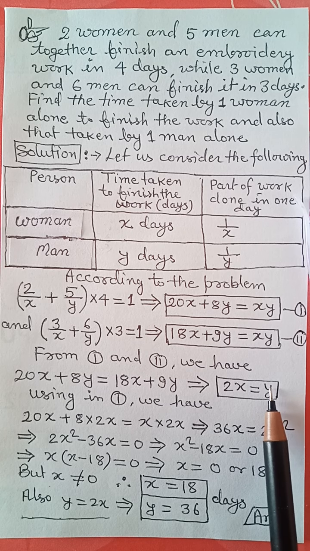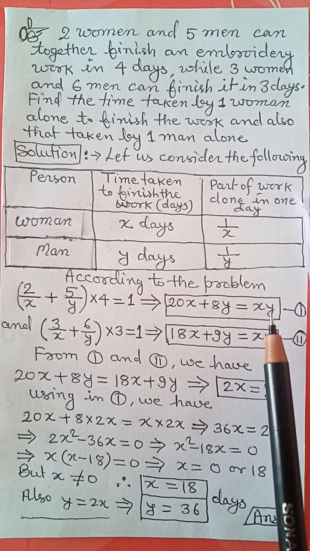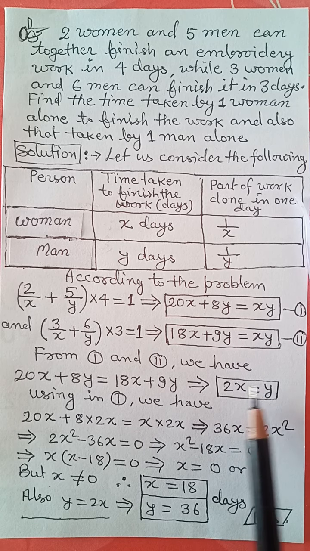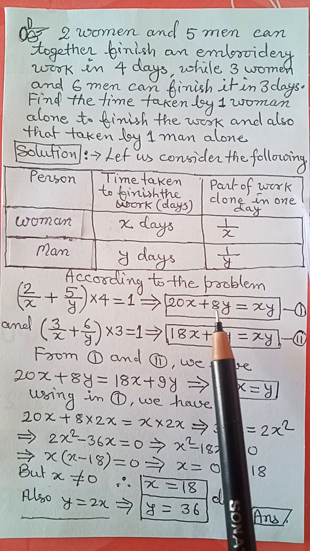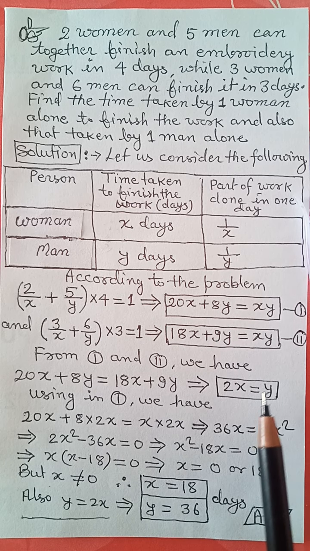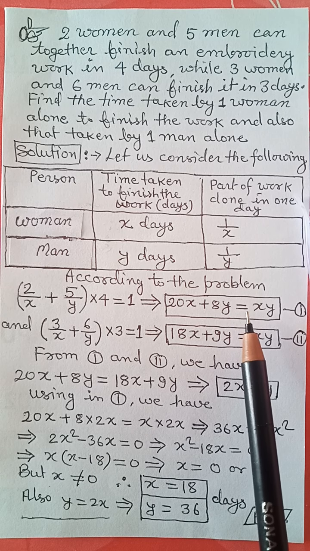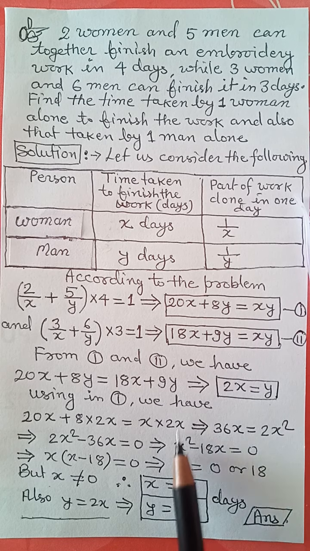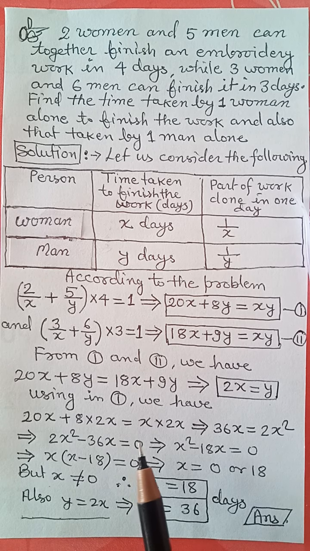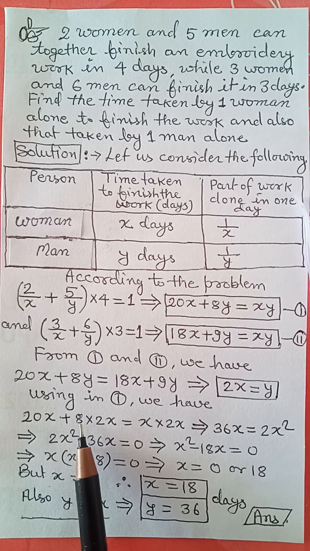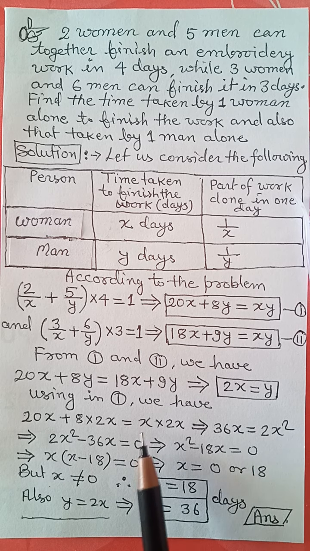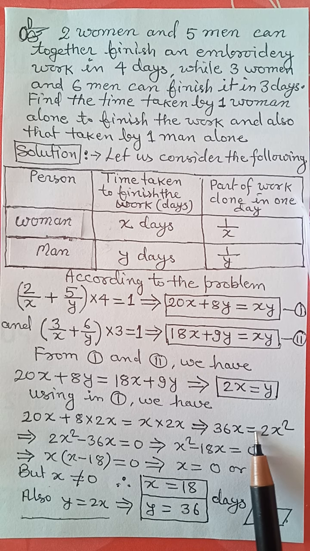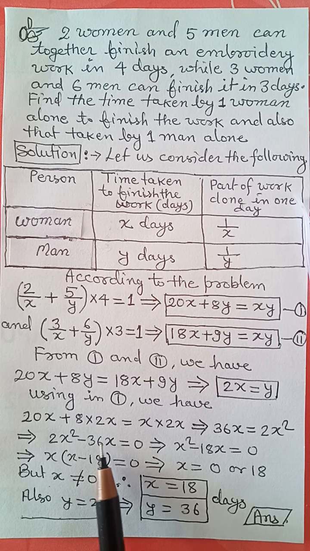Now putting this value of y in 1 or 2, here I am putting this value in 1, we have 20 multiplied by x plus 8 multiplied by y. 8 multiplied by y is 16x, and x multiplied by y is 2x squared. And therefore we have 20x plus 16x, that is 36x, is equal to 2x squared. We have 2x squared minus 36x is equal to 0.